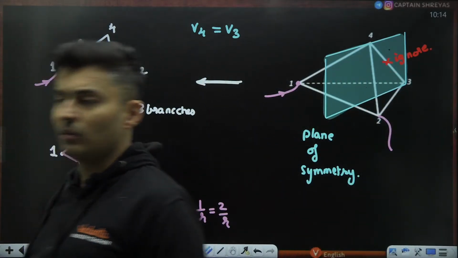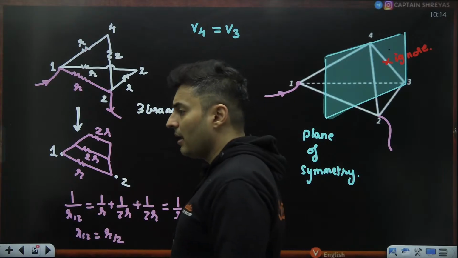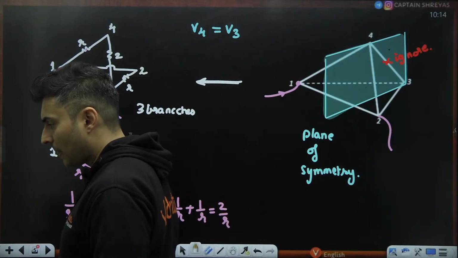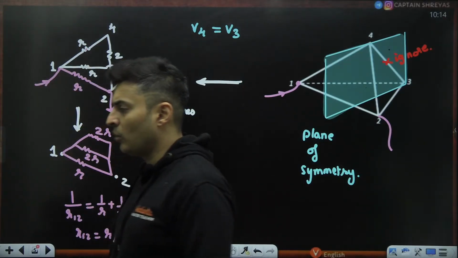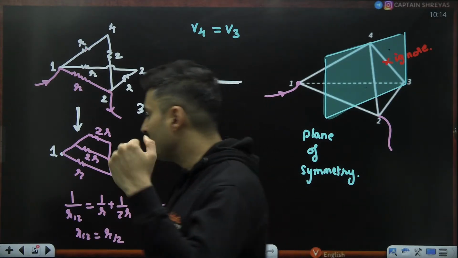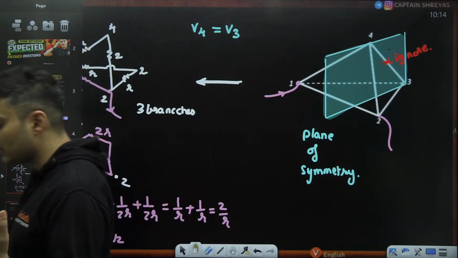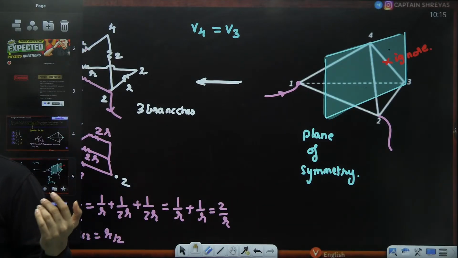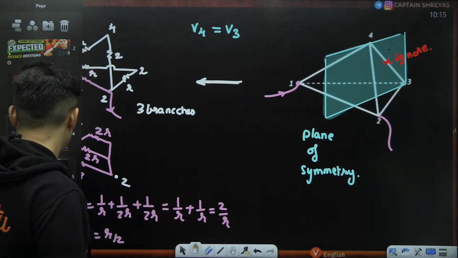Whenever symmetry is involved, try to do it via some visualization. Do not do it via Kirchhoff's laws. Usually Kirchhoff's laws is the lengthiest method. It's the last resort when nothing else is working. Then you have no other option. Okay, cool. Let's go to the next question, guys.